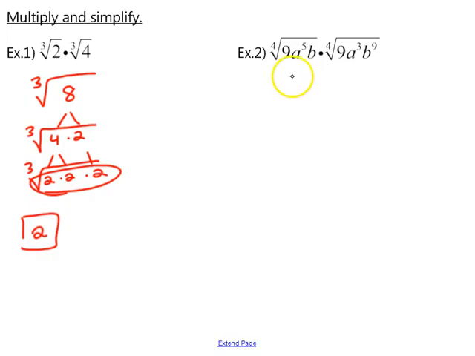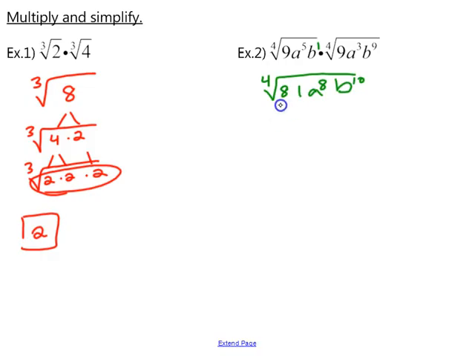In example 2, it looks a little bit more complicated just because we also have the variables in there, but we're going to treat this the same way. So let's go ahead and take a look at our index. We have an index of 4, so we're going to keep that 4, and let's multiply whatever has the same base. So 9 times 9, that's really 81. A to the 5th times a cubed. Remember, when you're multiplying like bases, you add those exponents. So we have a to the 8th, and then b to the 1st times b to the 9th. Again, we'll add those exponents, so we have b to the 10th.